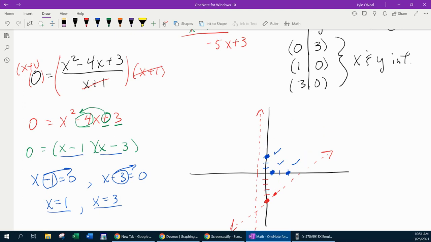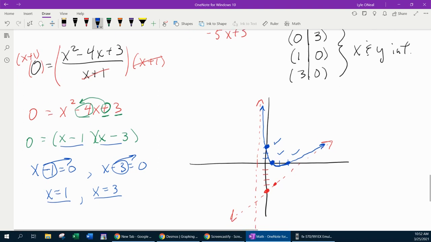It's going to have to approach the asymptotes, but also go through these points. So it's going to look something like this. Approaching the asymptote to the right, and approaching the asymptote coming up, and then I simply need to connect the dots through something like that. So that gets half of the graph.